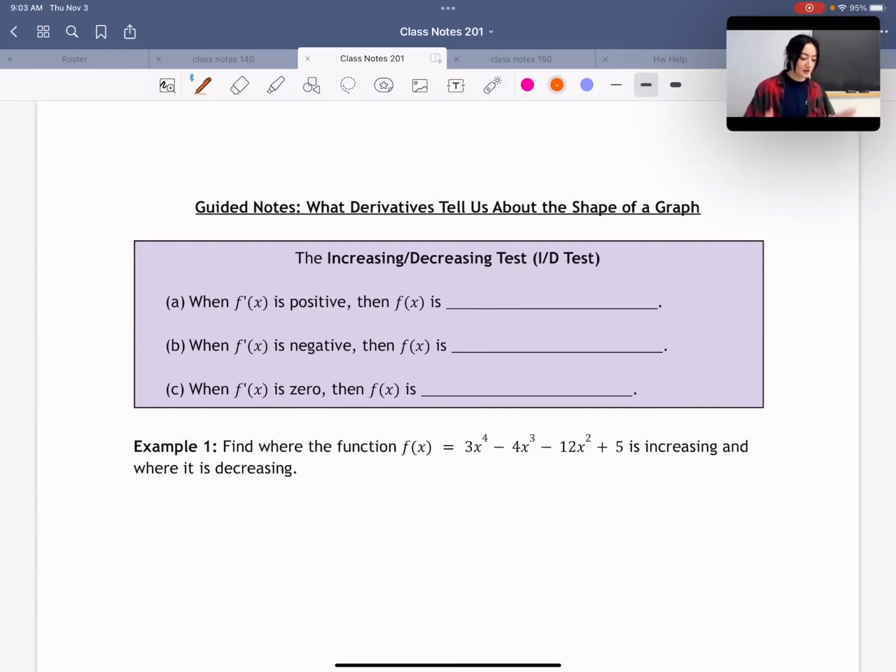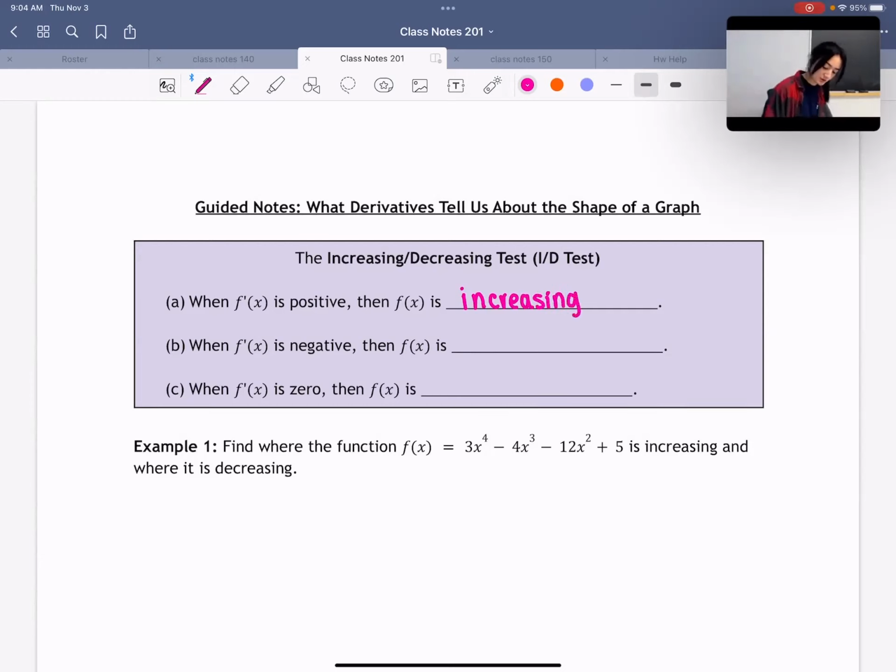Okay, so let's start with something easy. We have this increasing/decreasing test that the textbook gives. And it's actually pretty easy. We talked about this before. When the derivative f prime of x is positive, what does that mean about the original function? Increasing, right? So the original function will be increasing.